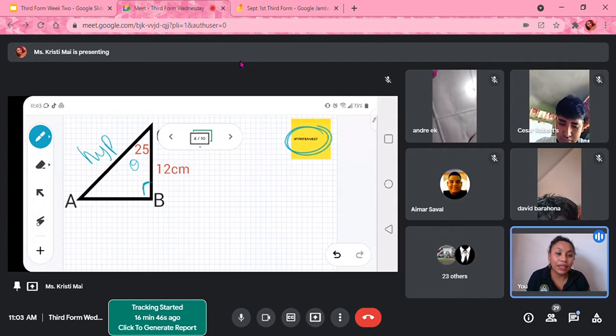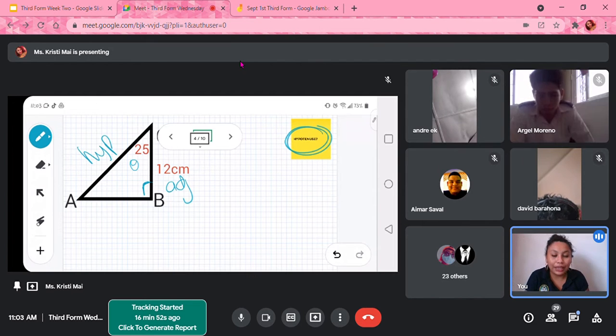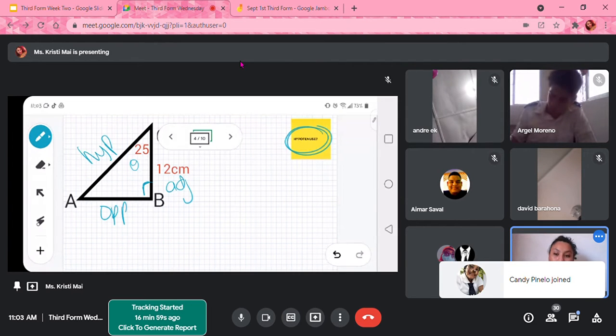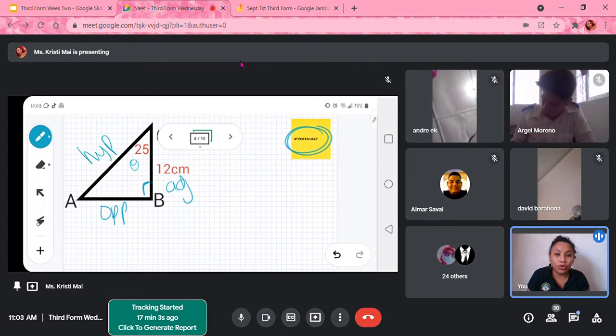The side that is right beside the 25 degrees is what we call the adjacent, and the side that is across the theta is what we call the opposite. All right? So now I need to find the hypotenuse, and the question gives me the information for the adjacent.